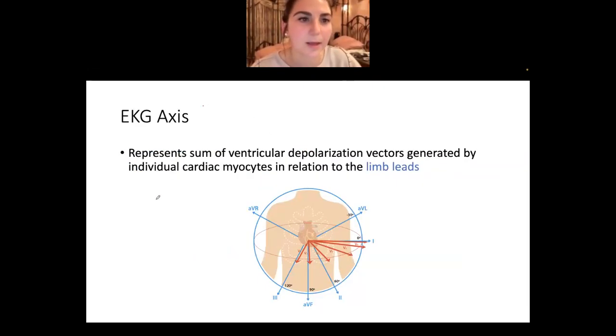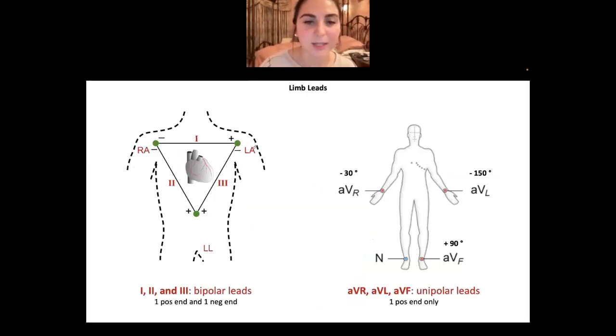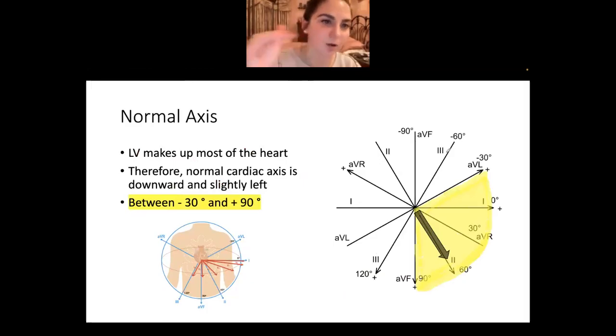All right, so that's kind of what I just said. The axis is basically if you were to sum up all of the depolarization vectors by all of the myocytes in relation to every single limb lead, that's your normal EKG axis. So I put the slide back on here just to remind you: lead 1 is straight across, lead 2, lead 3, and then AVR, AVL, AVF.